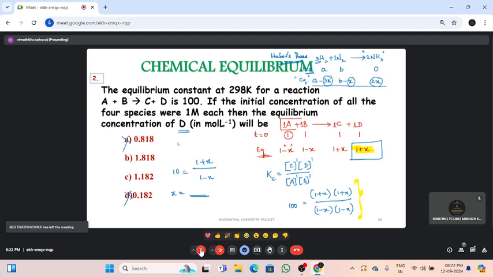Okay. What is the value of X? 9 by 11. So if it is 9 by 11, then what will be the value of 1 plus X? Everybody got 9 by 11, right? Please substitute in 1 plus X, and what is the value of 1 plus X? It is 1.818, right? So the answer is the second option.